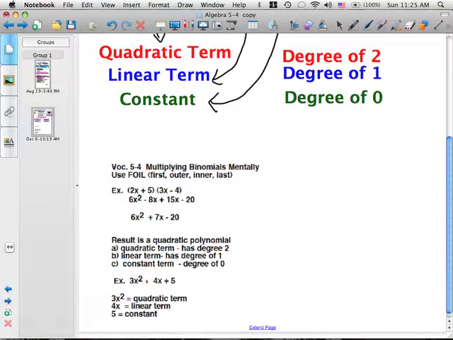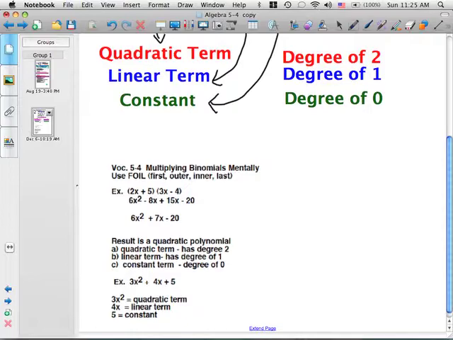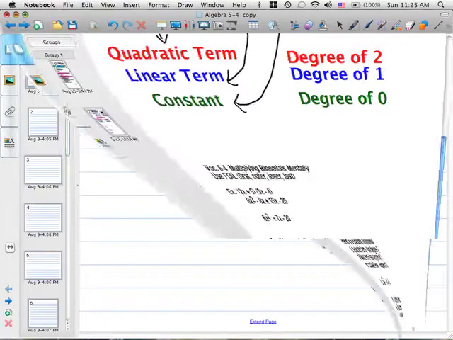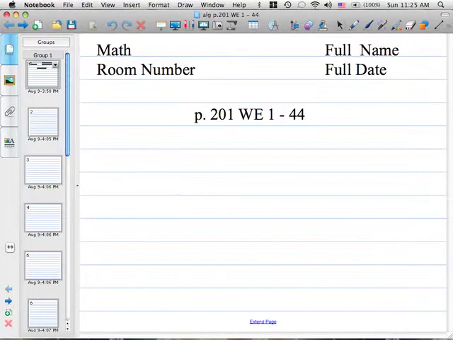And we have here the vocabulary if you'd like to copy it down. So we're ready to do the assignment. You're on page 201, written 1 to 44.